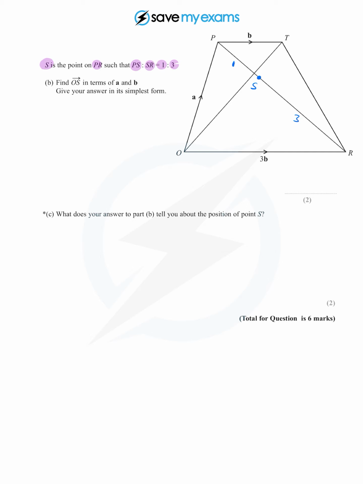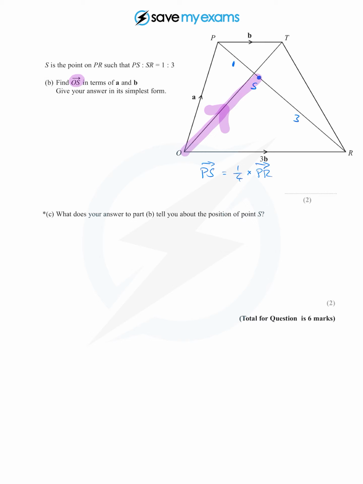Now let's just think about what that really means. It means that PS is a quarter of the length of PR, because I've got 1 to 3, that's a total of 4, and PS is a quarter, therefore, of the way along from P to R. I just write that down in case it's useful. There it is. Right, let's see what they really want us to do. Find OS. Right, so find OS, that's this vector here from O to S, in terms of A and B.